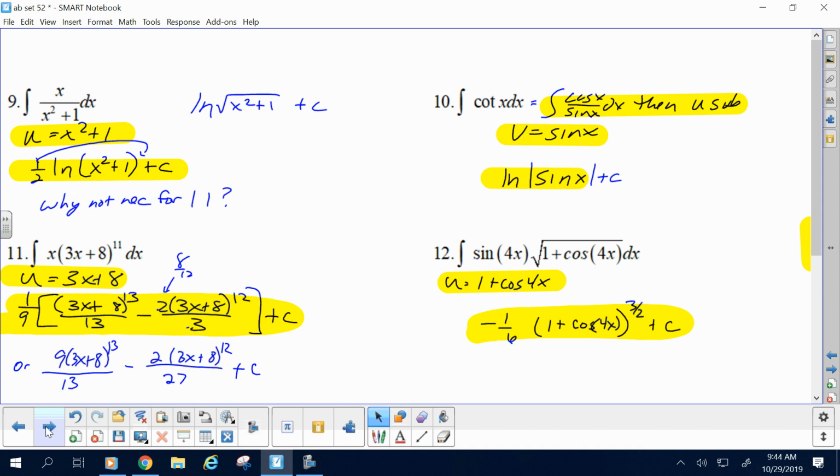Number 10, if you let u equal sine of x, then you get log of the absolute value of sine of x plus c. The absolute value does have to be there.